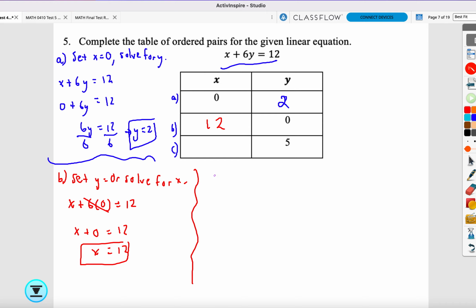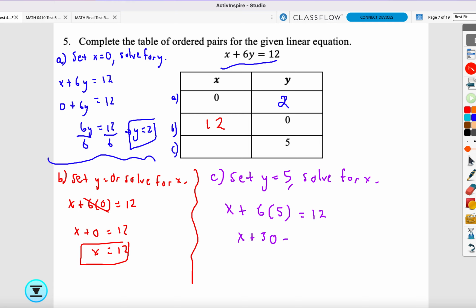C. On C, we're going to set y equals 5, solve for x. So then we get x plus 6 parentheses 5 equals 12. 6 times 5 is 30. Subtract 30 on both sides. So then we get x equals negative 18. And we're done.